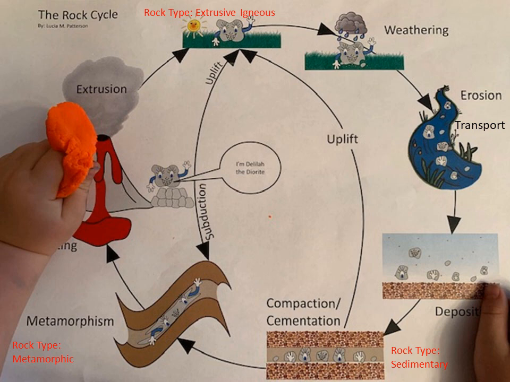What kind of rock have you just made? An igneous, a metamorphic, or a sedimentary rock? That's right, an igneous rock. But specifically, what kind of igneous rock have you made? Intrusive or extrusive? That's right, an extrusive igneous rock. If our magma would have cooled underground, it would have been an intrusive igneous rock.